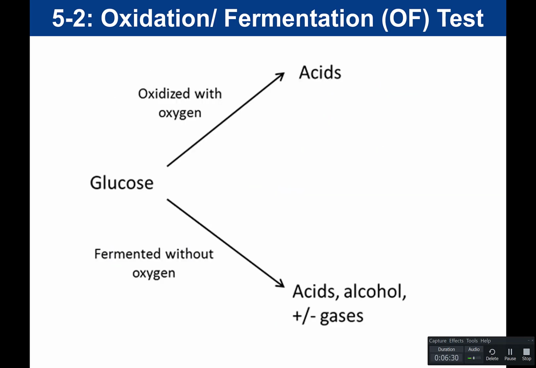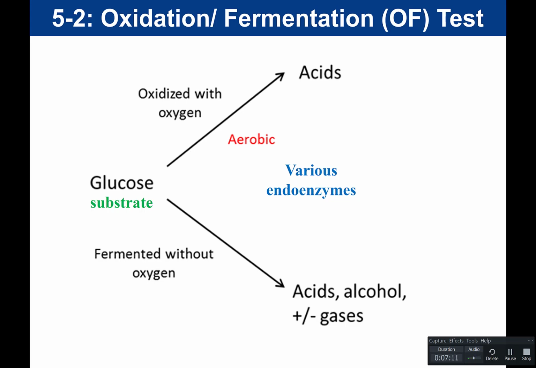So if we look at our OF test, we're starting with glucose. Glucose is our substrate. Glucose is a monosaccharide. It's one sugar. Now, when we talk about cells, bacteria can use glucose aerobically. And when it uses it aerobically, it's going to oxidize it. So oxidation, think oxygen. That means that the oxygen is present. So some bacteria can use glucose aerobically.